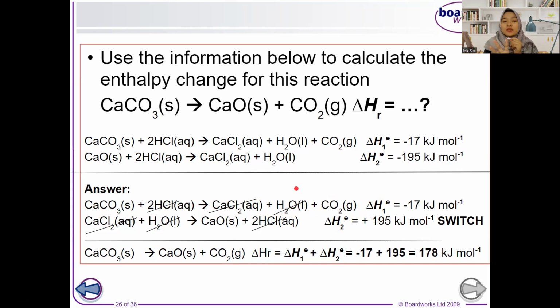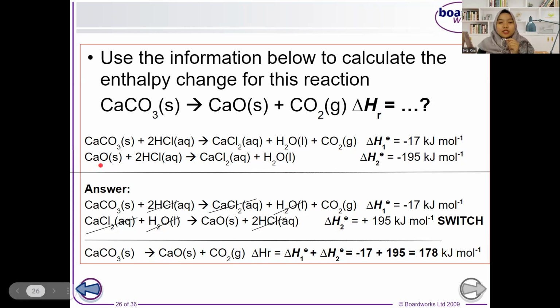So we're done with the CaCO3. Now let's move on to CaO. Do the same thing. Find CaO in both of the reactions and then look at the position. CaO can be found in the second reaction and only in the second reaction. So we focus on the second reaction now.